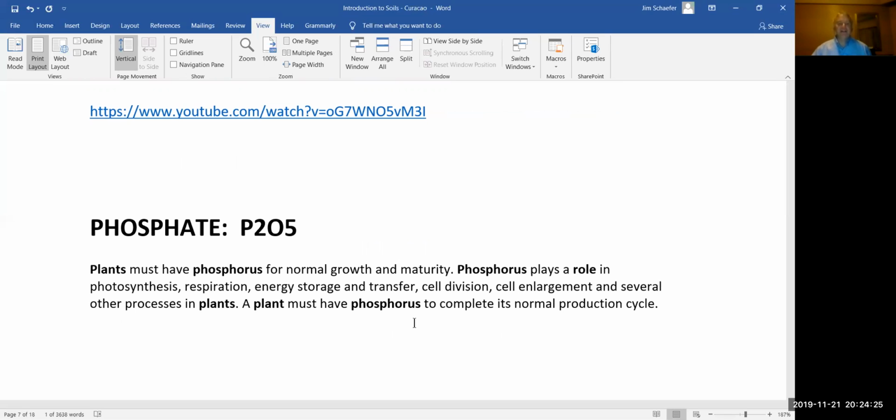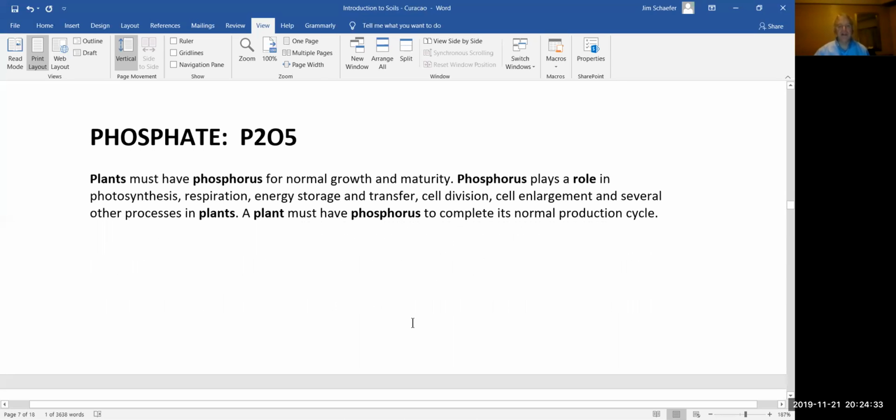Okay. Moving on to phosphate. Plants must have phosphorus for normal growth and maturity. Phosphorus plays a role in photosynthesis, respiration, energy storage and transfer, cell division, cell enlargement, and several other processes in plants. A plant must have phosphorus to complete its normal production cycle.